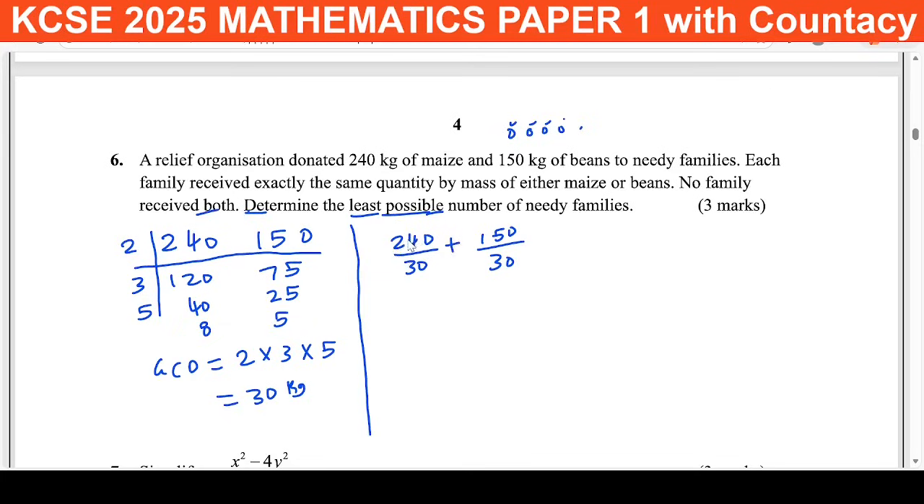So we have 240 divided by 30. Dividing by 10 and by 10, 24 divided by 3, we get 8. Here, dividing by 10 and by 10, 150 divided by 30 gives 15 divided by 3, we get 5. And finally, we have 8 plus 5, and that's going to give you 13. And remember, these are families. And that is how you are really supposed to go about that.